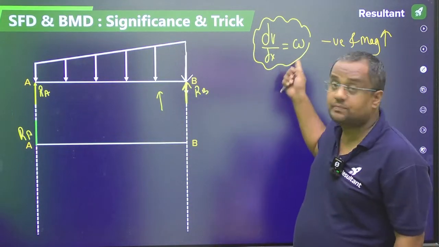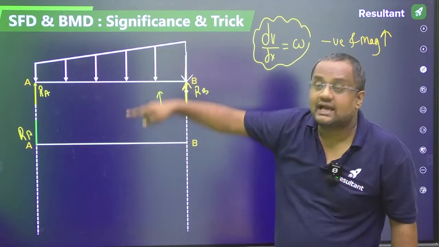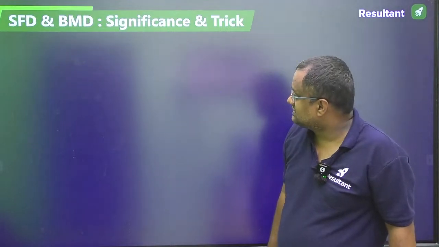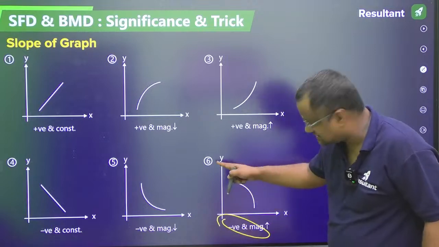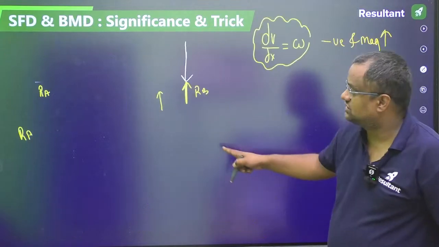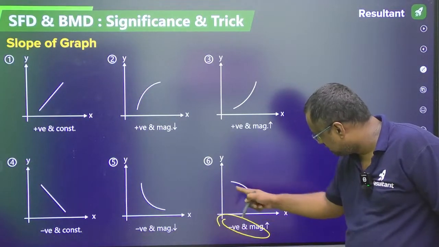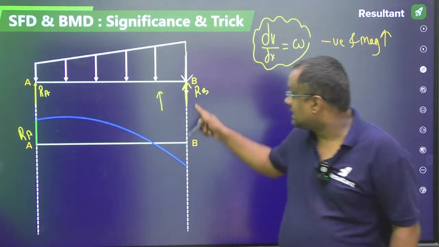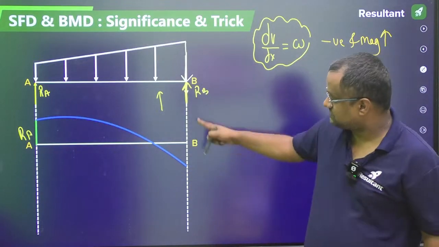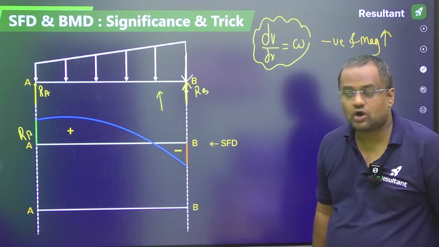Okay, so shear force slope is load intensity. Load intensity is negative and increasing. Downward load is negative and increasing. Negative increasing, graph number 6. So shear force will be like this graph. Then upward point load RB, shear force jumps. Got it or not?